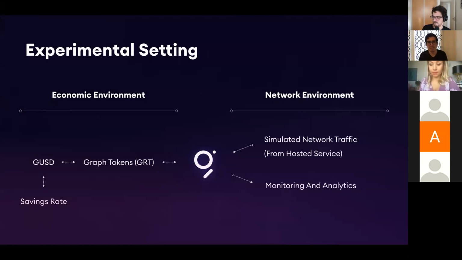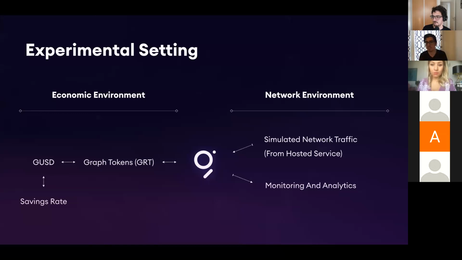And that lets us simulate some more real-world dynamics. It lets us simulate, for example, what would the effect of a flash crash on the GRT price be. It lets us simulate just what the effects are of the opportunity cost of participating in a protocol. So if the savings rate shoots up to 10%, you could think of that as like a competitive staking protocol. We wanted to create this very realistic economic environment.